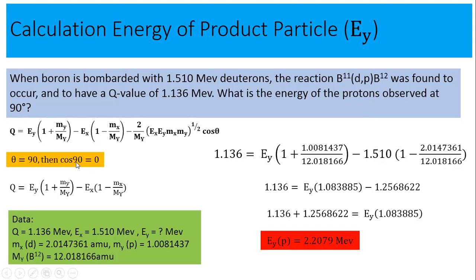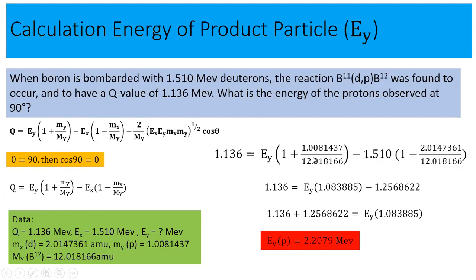Again, it is 90 degrees, so cos 90 will be 0. So this equation becomes this. Again, data is given: Q is 1.136. The energy of the projectile, in this case the deuteron, is 1.510. The energy of the product particle you have to calculate, which will be in mega electron volt. The mass of the deuteron is this, the mass of the proton is this, the mass of the boron is this. So again, you should use this equation. Only this is missing, and you have to calculate it by using this data.